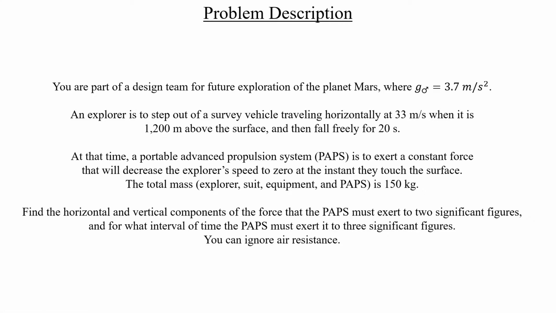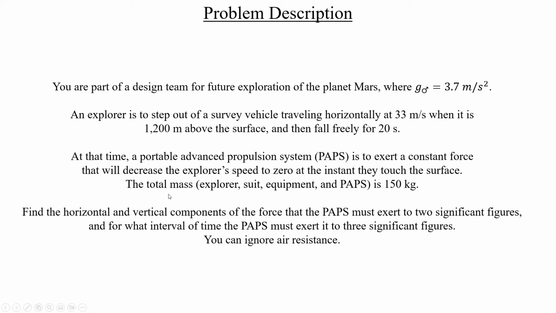And once this person steps out of this traveling vehicle on top of a cliff, they're going to free fall for 20 seconds. And then after that 20 seconds elapses, they engage this portable advanced propulsion system, which is quite a mouthful, and I don't want to say that every time. So in short, we're going to refer to that as PAPS. And what is the PAPS going to do? Well, that is going to exert a constant force that will decrease the explorer's speed to 0 in the x direction and the y direction the instant they touch the surface.